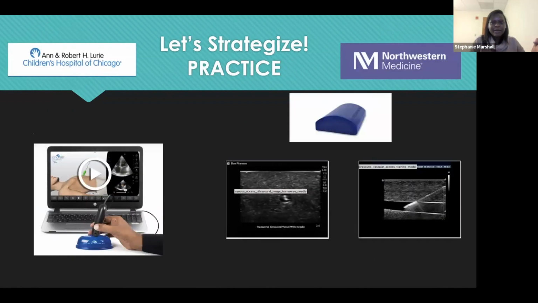And next, strategizing about the hands-on practice. So I added the logos for my two hospitals because we utilize our patients for practice. The fellows are encouraged to practice their skills during their service time, as well as on-call time if the unit allows. I've personally made it a habit to do general ultrasounds on babies that are admitted to the unit if they're stable as part of my exam.